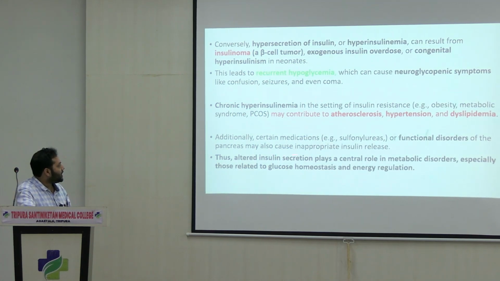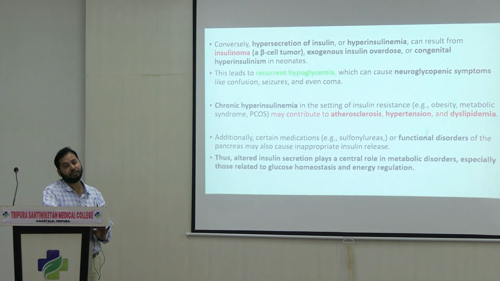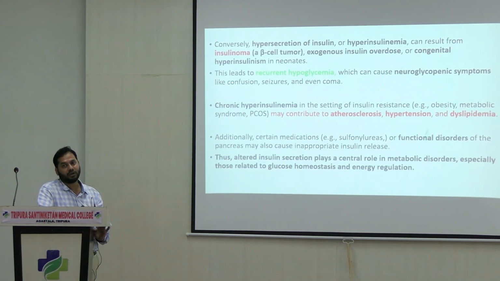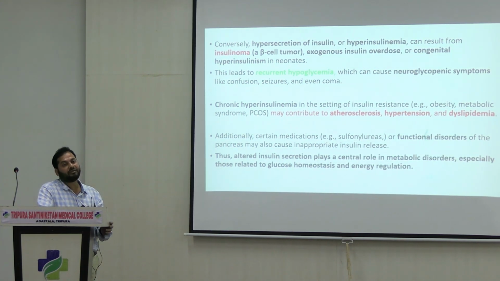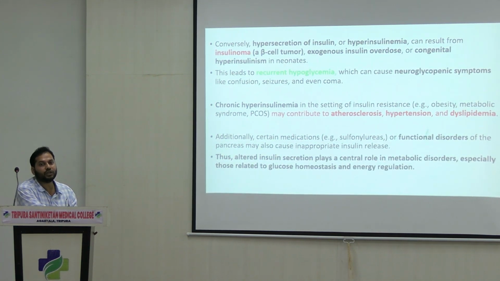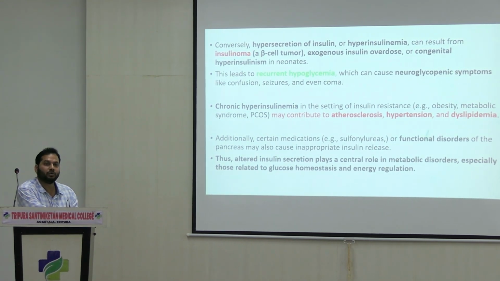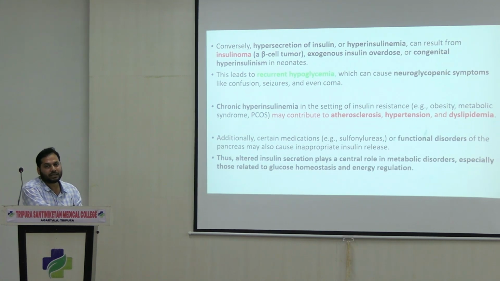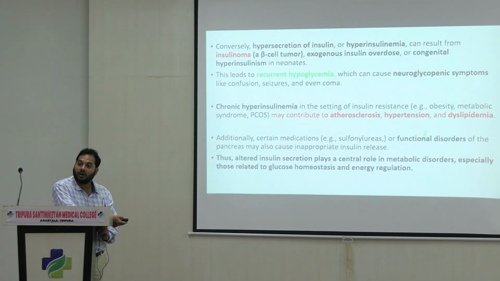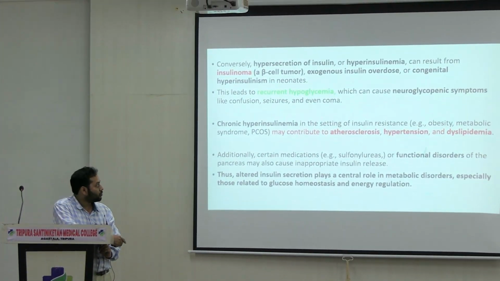Thus, we could say altered insulin secretion plays a central role in metabolic disorders, especially those related to glucose homeostasis and energy regulation. So this is the importance of having the optimum amount of insulin, that is, the importance of the proper functioning of the beta cells. Like this, we will discuss the altered secretion of glucagon and somatostatin too. But before that, we have to discuss the synthesis, secretion and mode of action of both the glucagon hormone as well as somatostatin first. Then we will discuss the altered characteristics of both.